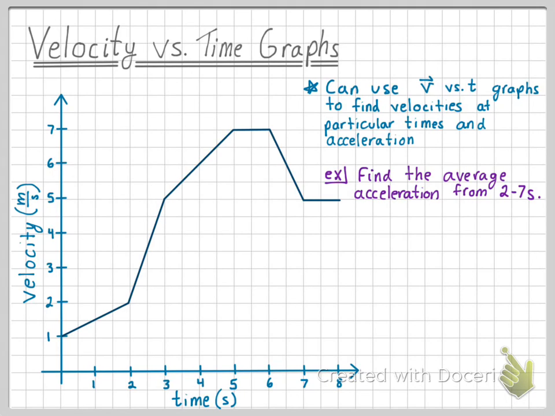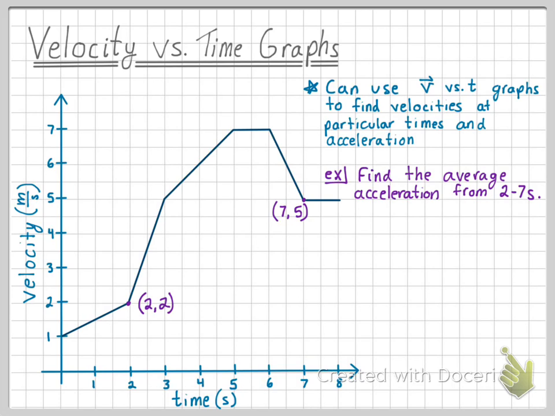Let's do an example. We want to find the average acceleration from 2 to 7 seconds. Let's find the corresponding velocities at these times. So at the time 2 seconds, we see that the object has a velocity of 2 meters per second, and at the time 7 seconds, we see that the object has a velocity of 5 meters per second.